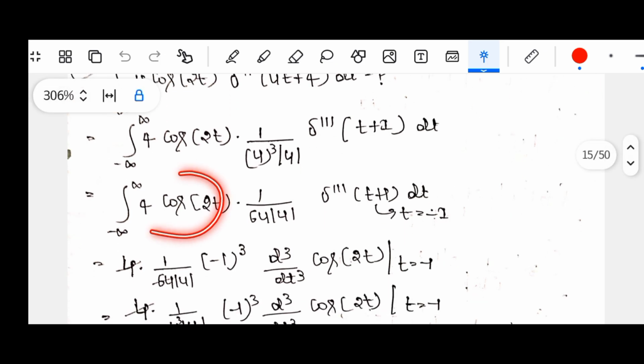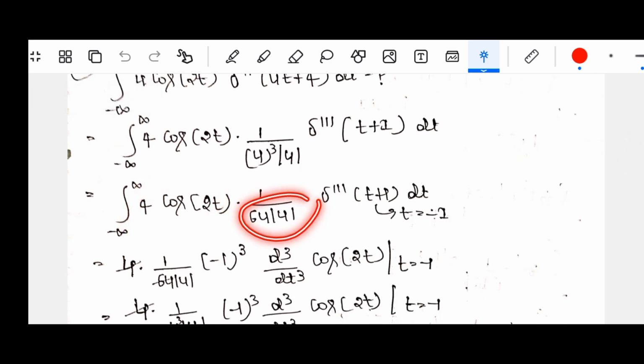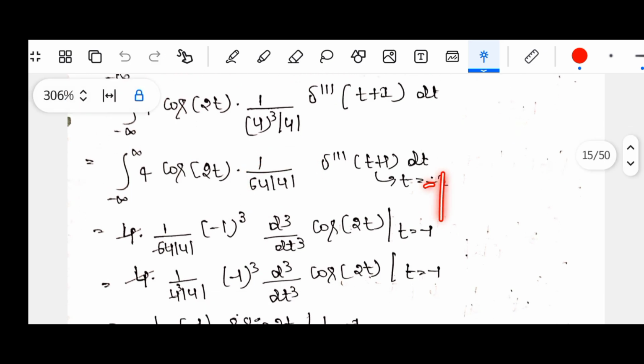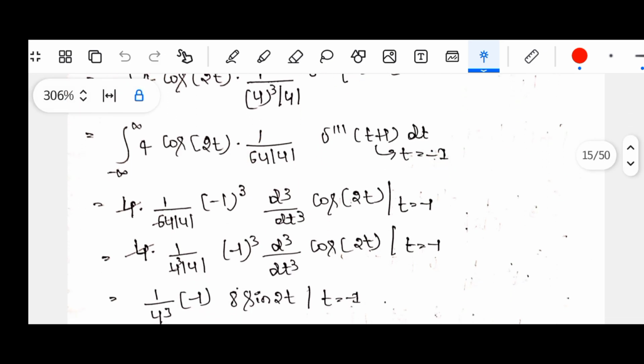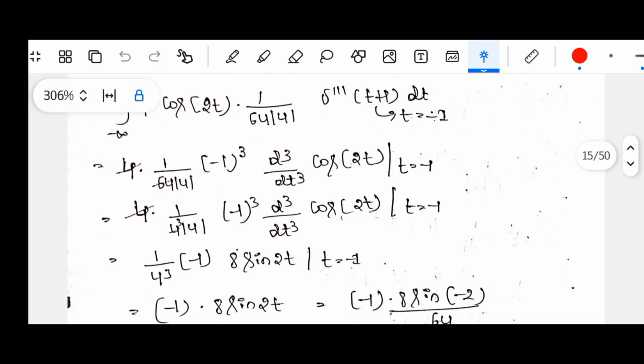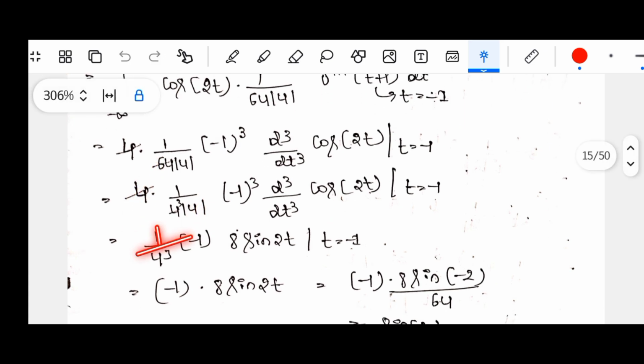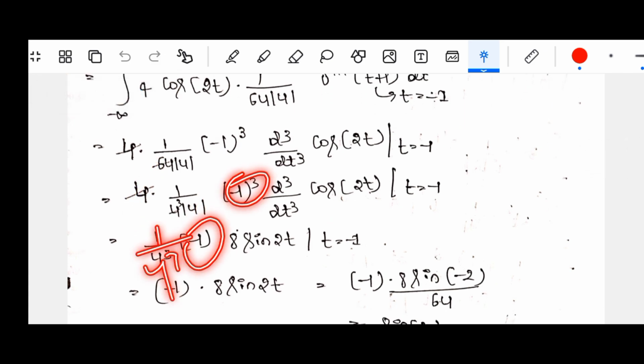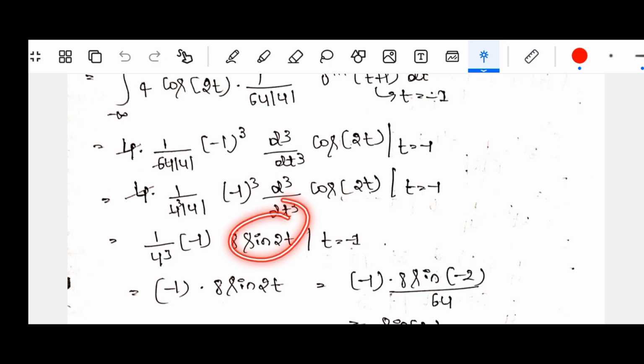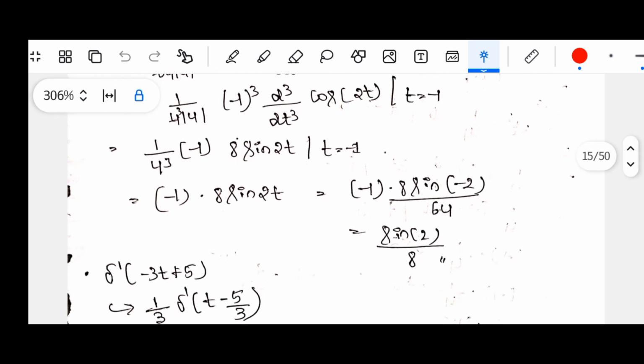So 4 cos 2t will remain the same. 4 cube will be 64 into mod of 4, where t is equal to minus 1. So here 4 will get cancelled. So we will get 4 into 1 divided by 4 cube into mod of 4. Here the 4 gets cancelled, so 1 divided by 4 cube into minus 1 remains. The third derivative d cube by dt cube of cos 2t will be 8 sin 2t at t is equal to minus 1. So minus 1 into 8 sin of 2t.